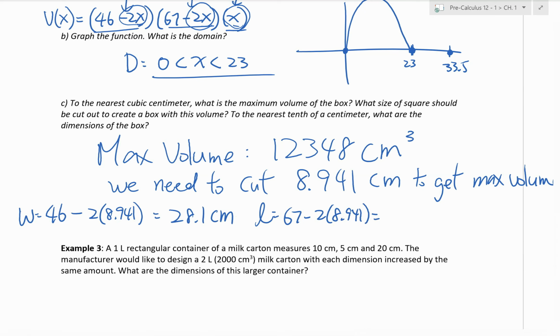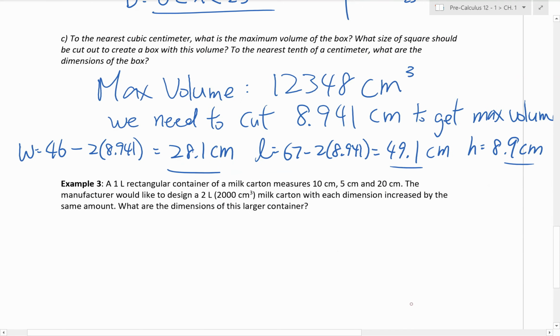let's see. Let me clear this. Where's my clear button on my car? Whatever. Okay, so this is 67 minus 2 times 8.941, and this is 49.2 centimeter. Oh, 49.1, sorry. And the height would just be 8.9 centimeter. Okay, so there's our dimension.